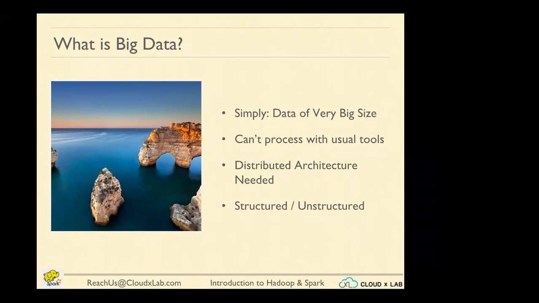Now, the important part is big data. Big data is something for which our usual tools do not suffice. We require a new set of tools that are distributed in nature, meaning those tools can run in parallel on multiple computers. So the core idea behind big data is to be able to distribute the work to multiple computers. That's the core idea behind big data.